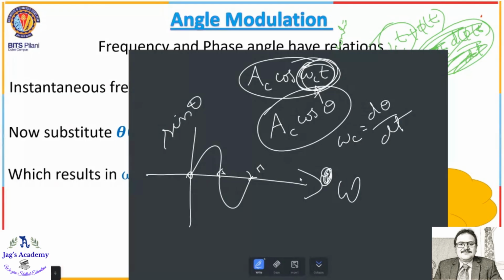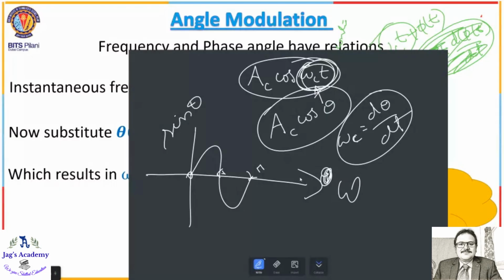I can do it, right? If you want to do it in terms of omega, you just differentiate this, that's all. You get it in terms of omega. So your omega, suppose if a frequency is omega c, it is d theta by dt. Have you understood now how you actually represent same angle in terms of frequency and frequency in terms of angle? Have you understood this fundamental?